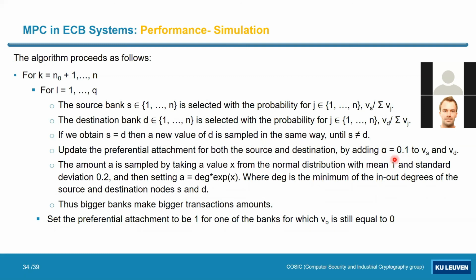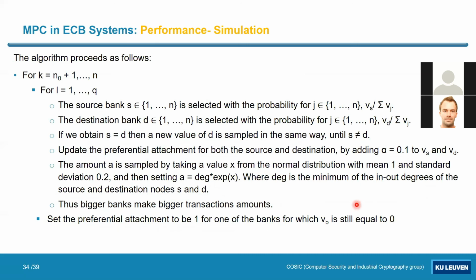And here it's worth mentioning that we are using, for example, alpha 0.1 because we are following the values of the paper that we took our simulator from. And in order to sample the amount, we take a value x from the normal distribution with mean 1, and we use a standard deviation of 0.2. And using this equation and multiplying degree with x, we can get a.